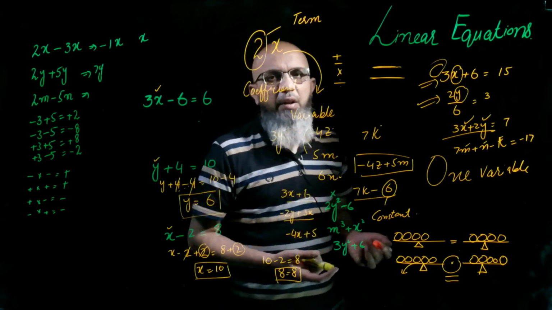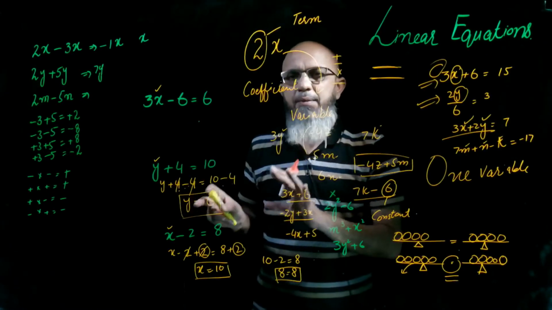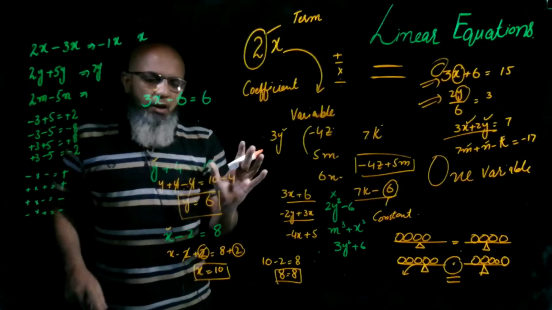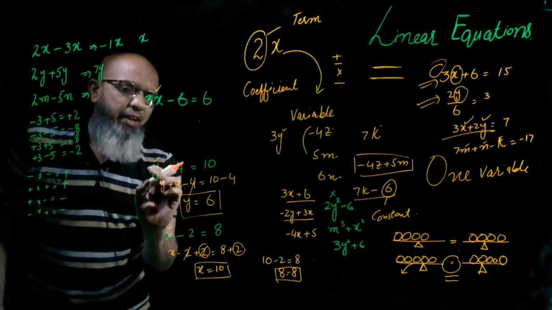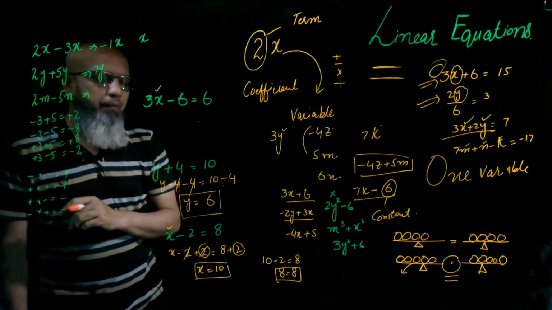Quite easy. Okay. So keep this rule in your mind that you have to do the same operation on either side of the equation to solve these equations. Now we get y equals 6. If I replace y with 6, 6 plus 4 is equal to 10. It means our answer is true.